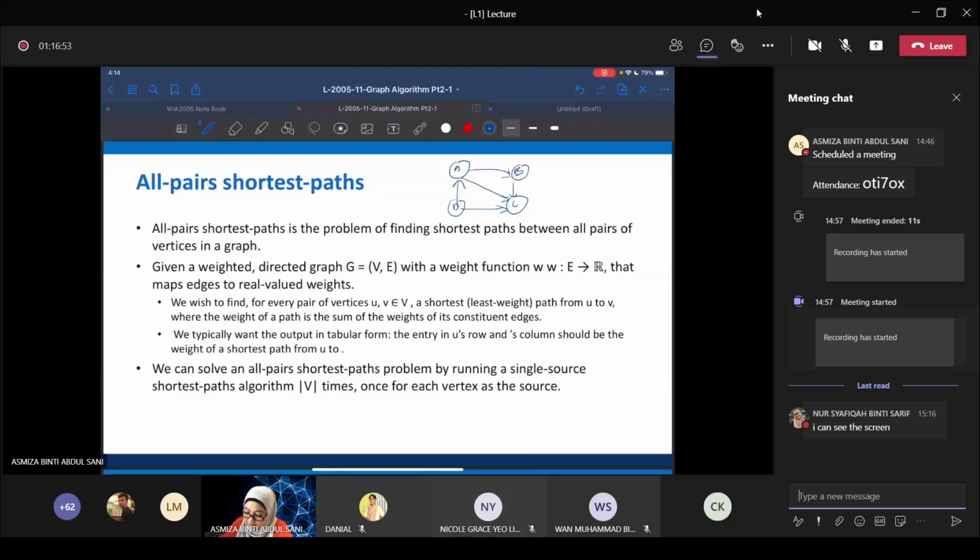So let's say we have this graph. For all pairs shortest path, just now what we did was find the distance from A to either B, C, or D. Now we are looking for the distance not just from a single source, but we also want to know how to get from B to A, C, D, from C to A, B, D, and from D to A, B, and C. We want to find the distance for all these pairs, from each node to the rest of the nodes. For all pairs, we want to know the distance from any node to any other node in the graph.